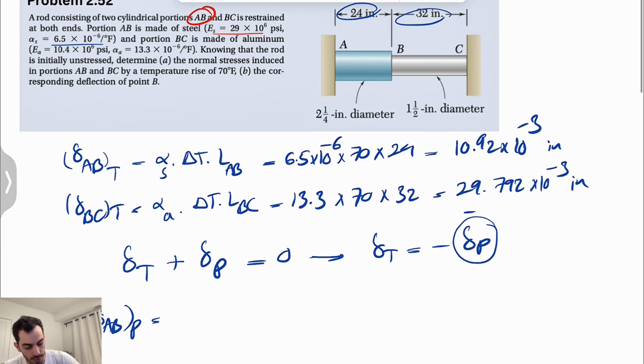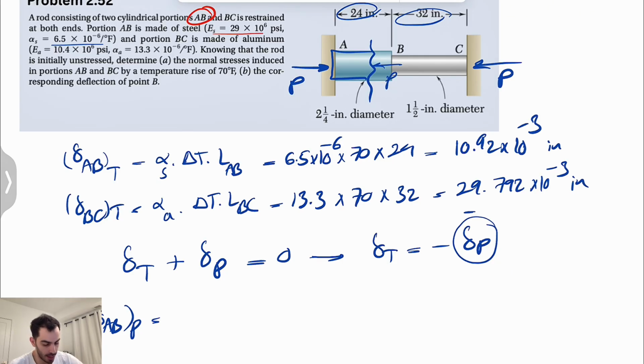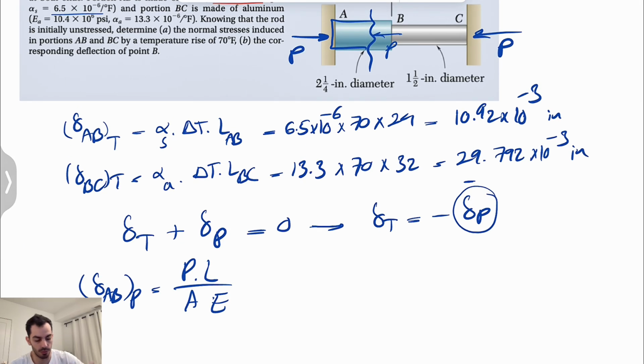Obviously we're going to have a force P applying on the two ends, and for AB we need to do a section along AB to find the force in this section. If we look at it, we'll figure out that the other force is also P because of the equilibrium condition. And we're going to have PL over AE for the deformation because of a force. We talked about this over and over in the previous videos. Feel free to check those videos if you need a quick refresher.